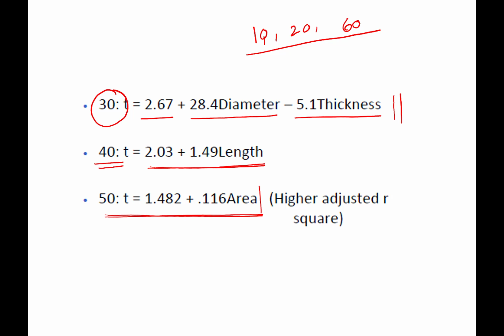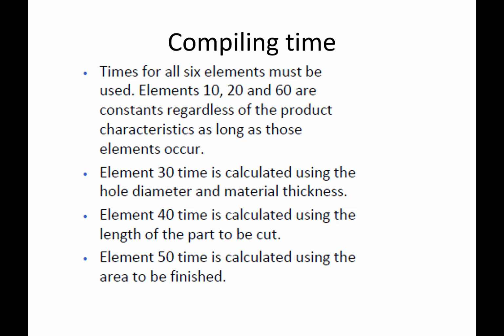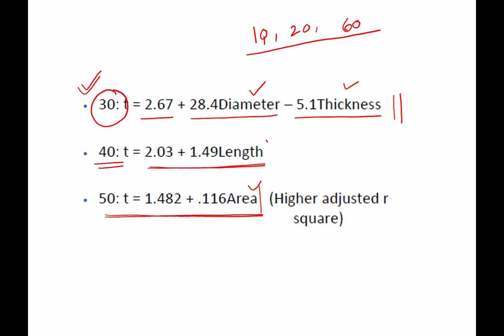But the moment we have to manufacture a new job or the newer model, that will be different in terms of the diameter, thickness, the length, and the area for which the hole is to be drilled, length is to be cut, or area to be finished. So for that, time can be obtained through these computational, through these regression equations, to arrive at the time that the element 30, element 40, and element 50 will take.